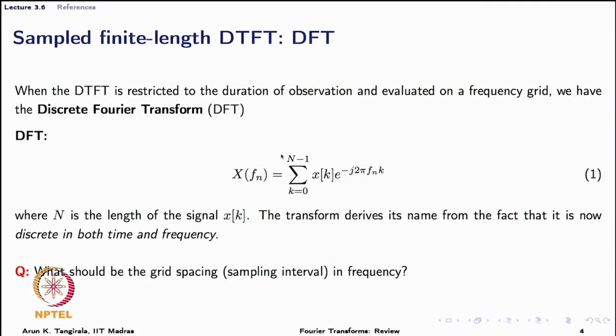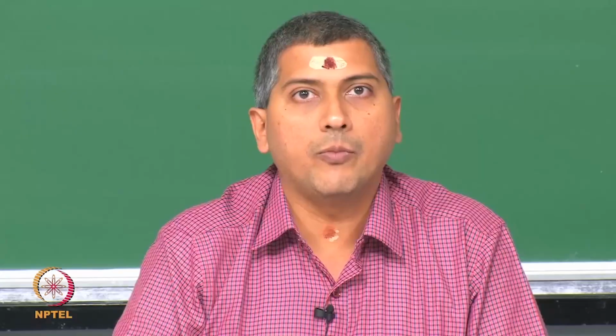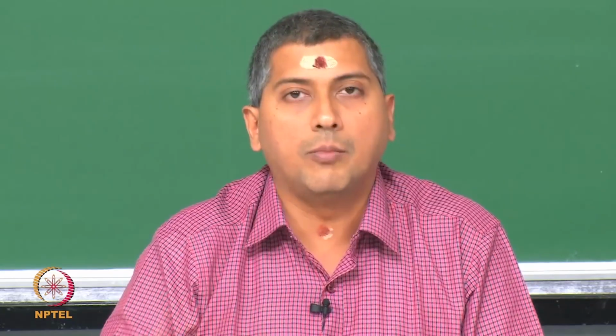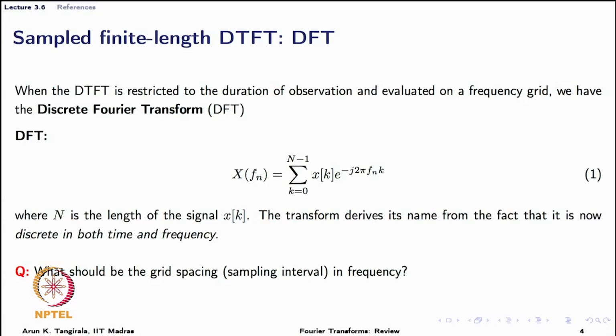The reason for calling this the discrete Fourier transform is because now you are not only dealing with sampled data, that is in time, but also you have sampled the frequency. So, it is no longer just discrete time Fourier transform, it is discrete time, discrete frequency Fourier transform. Now, that is a mouthful. So, therefore, we simply call it the discrete Fourier transform, understanding that it is discrete in both time and frequency.